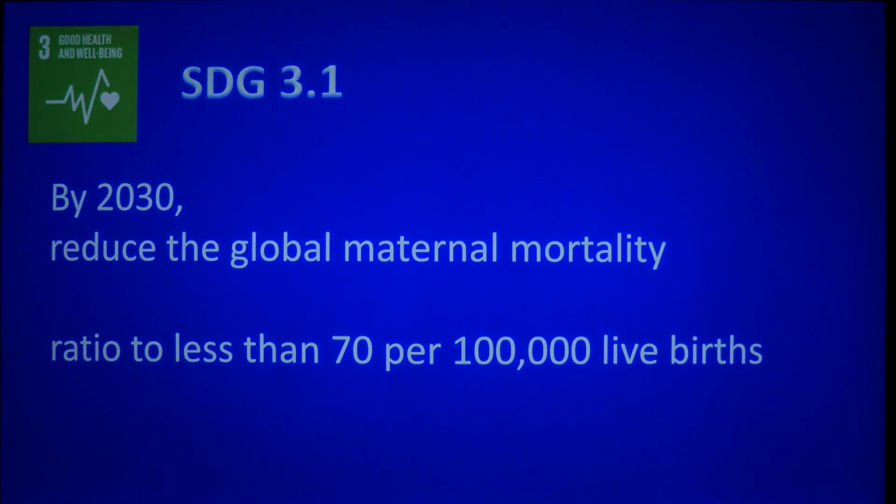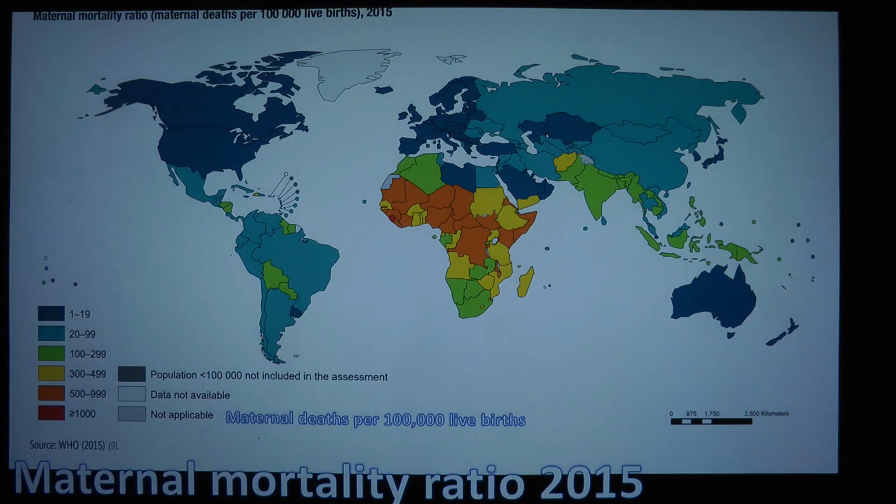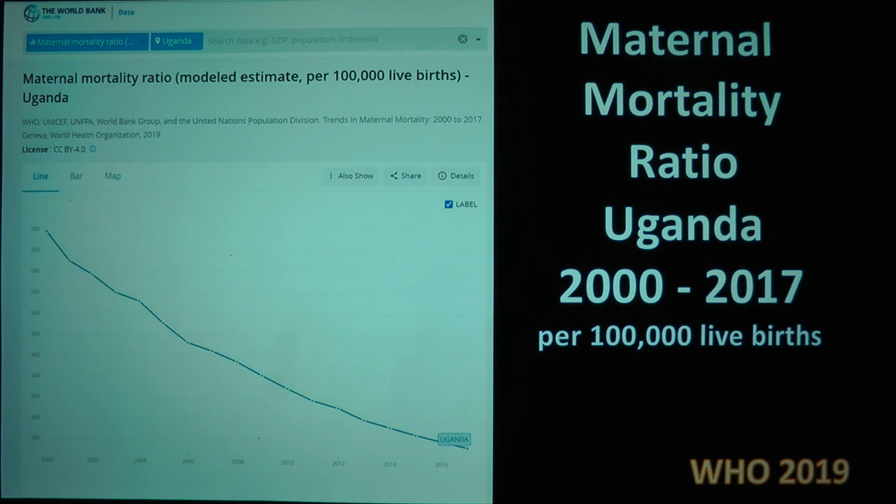One of the targets of the Sustainable Development Goals is to reduce the global maternal mortality ratio to less than 70 per 100,000 live births. So when we look at the data for 2015, we sadly see that we're a long way from achieving that target. The areas in orange and yellow are all way out of that target that the Sustainable Development Goal has established. Now there are some good trends, and here for example the Uganda data up to 2017 does show a fall in the maternal mortality ratio. But note please that the y-axis does not go to 0.